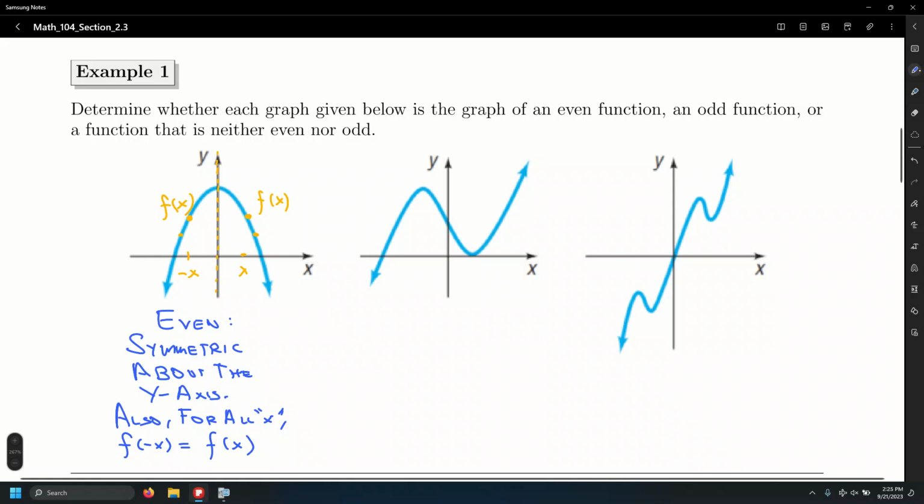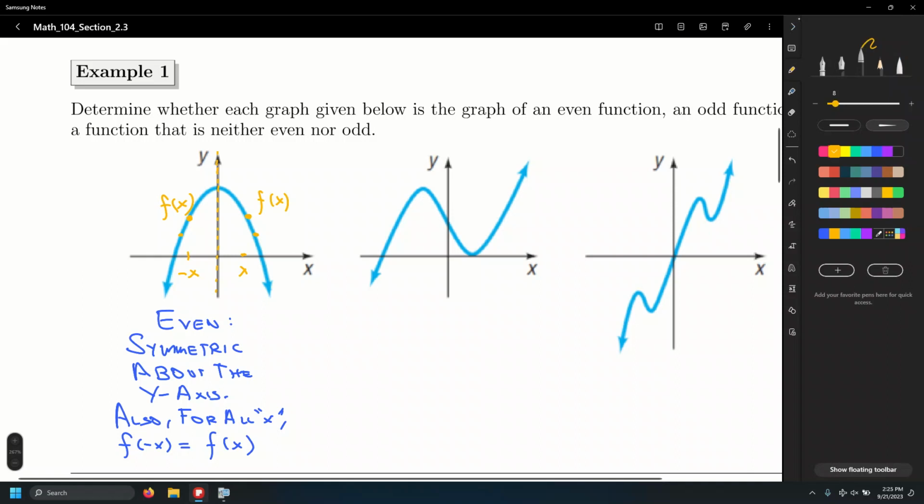Okay, let's determine whether, in this case, the y-axis serves as a mirror. Well, the point right here should be reflected over here, right? But it's not. It's not there. So, at least not symmetric about the y-axis, so it's not even. Let's determine whether it could potentially be odd.